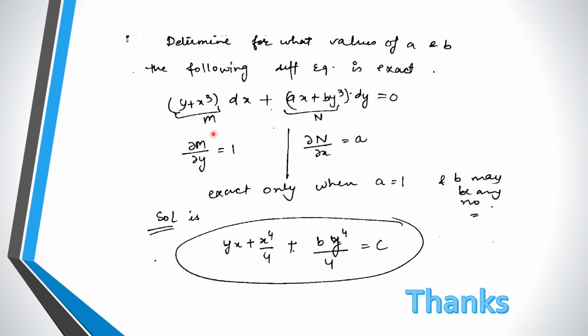Just see one more example. You have to determine for what values of a and b the following differential equation is exact. So you are given equation y plus x cube into dx plus ax plus by cube into dy equals to 0. This is your m, this is your n. For exactness, what we require, partial derivative of m with respect to y should be equal to partial derivative of n with respect to x.